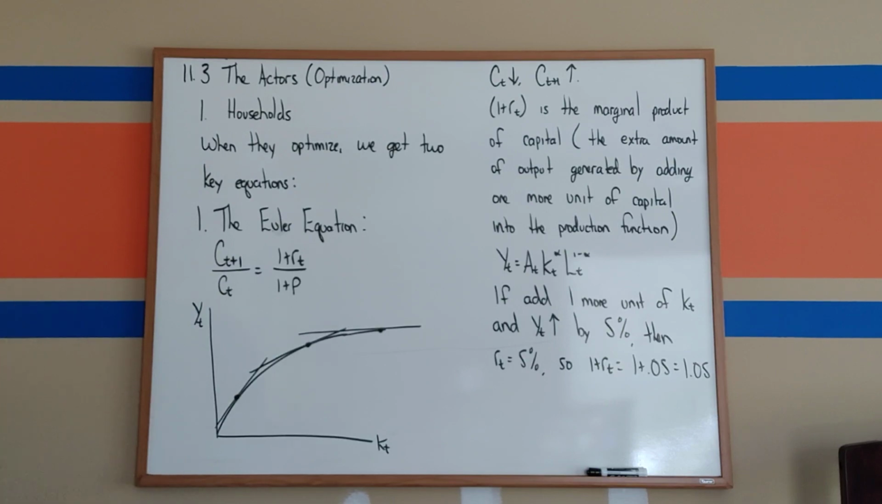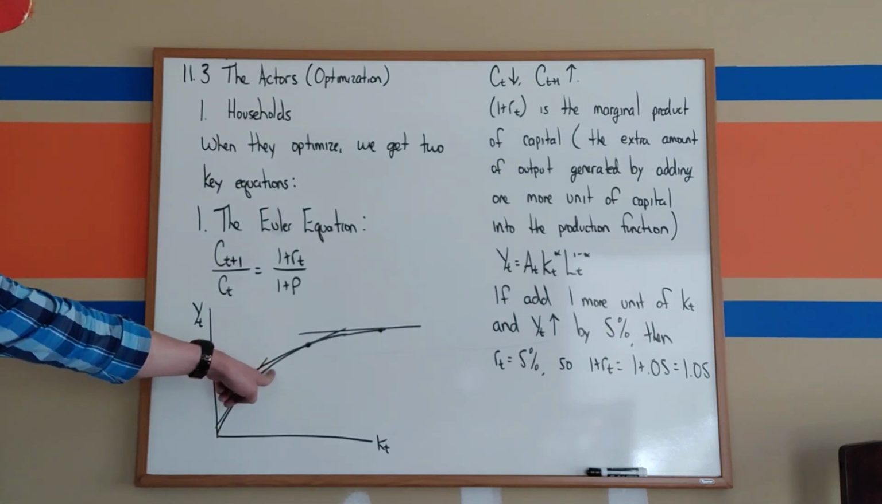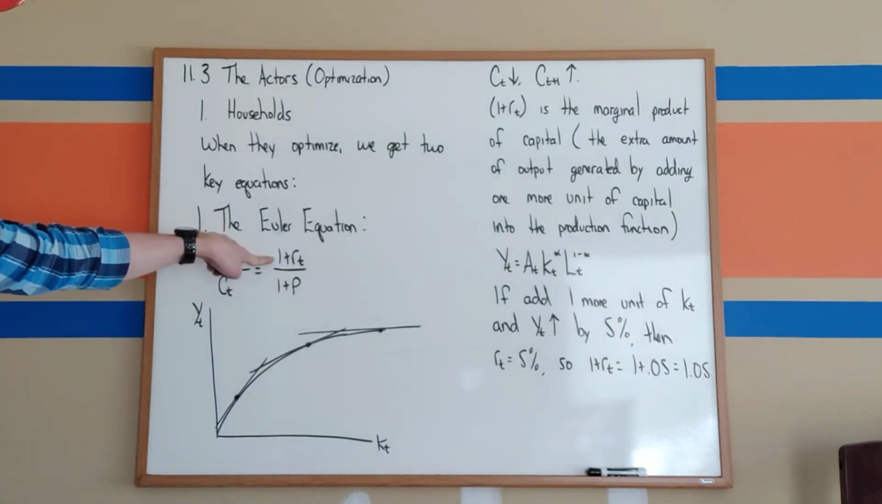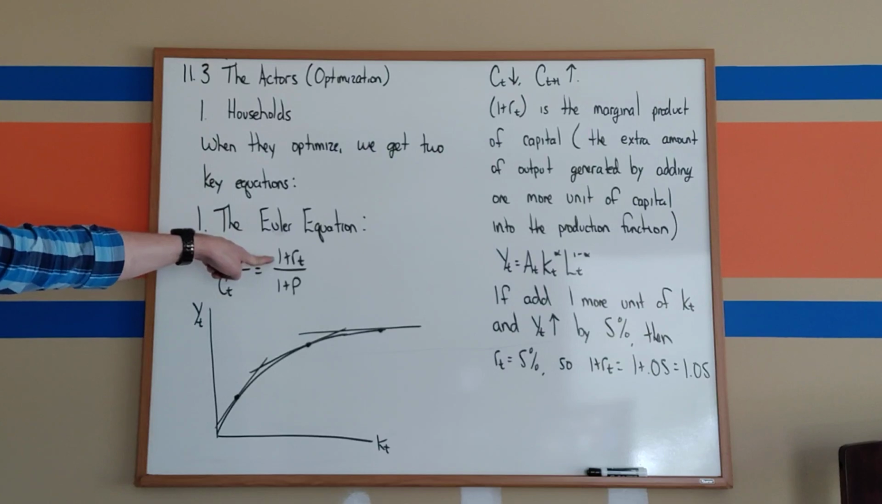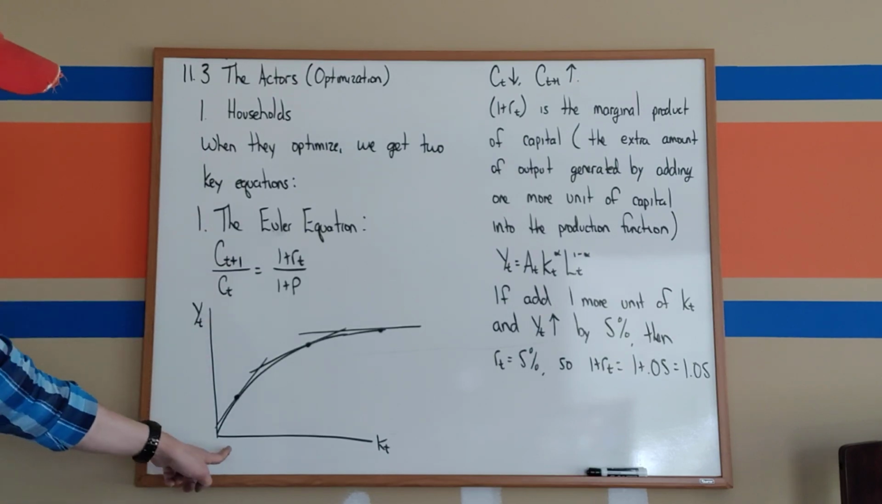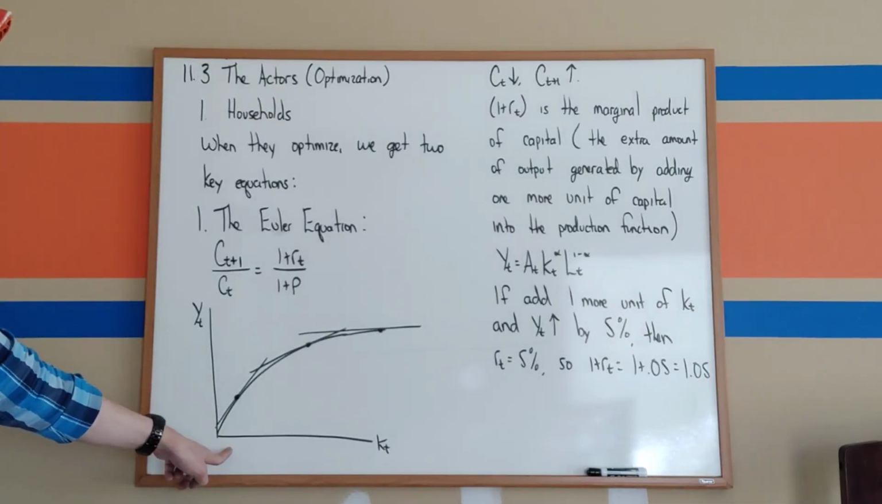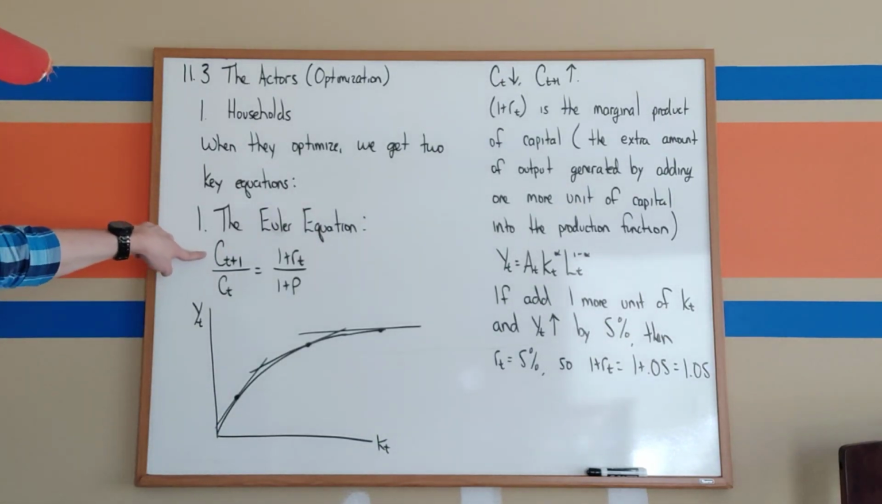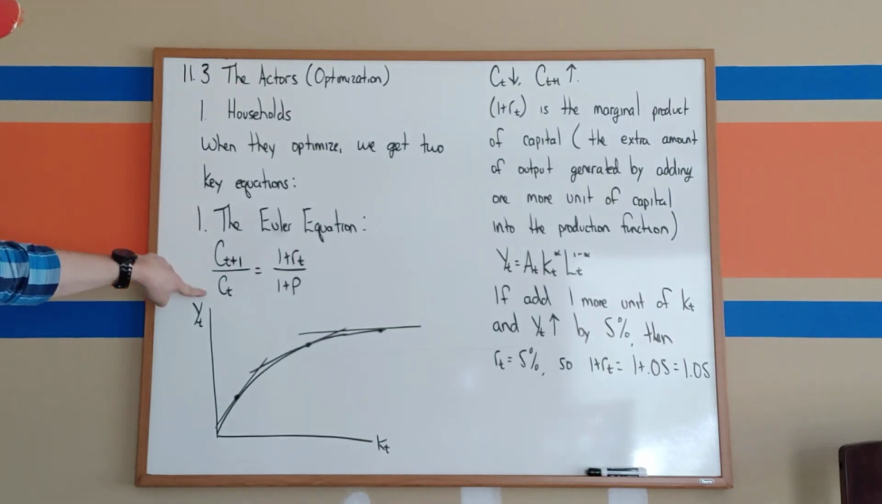By adding more capital into this production function, the marginal product of capital decreases. Therefore, we will end up saving less and consuming more. But if the marginal product of capital is high, meaning the actual input of capital into the production function is low, then that means we're going to be saving more to consume more tomorrow and saving less today.